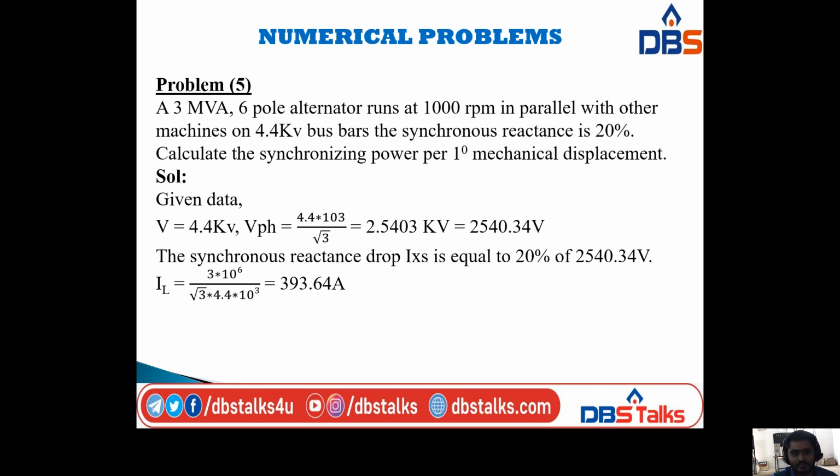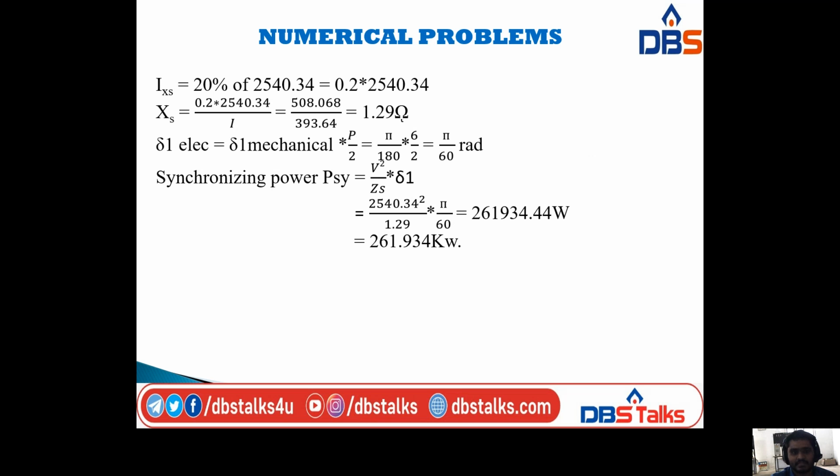You know already the formula: MVA rating is equal to root 3 into VL IL. From this I am writing IL is equal to MVA rating by root 3 into VL, that is 3 into 10 to the power of 6 by root 3 into 4.4 into 10 cube. So finally we have the load current value, that is 393.64 amperes.